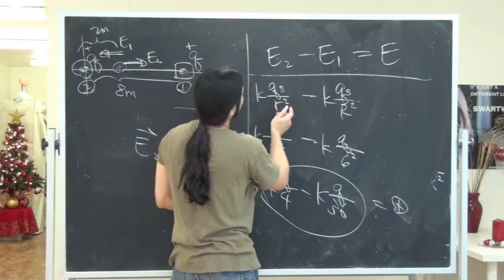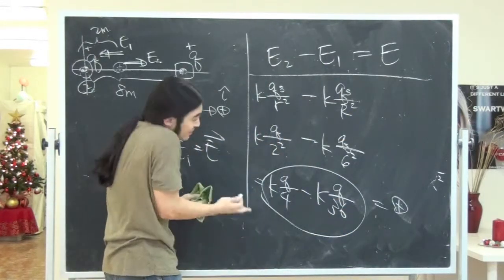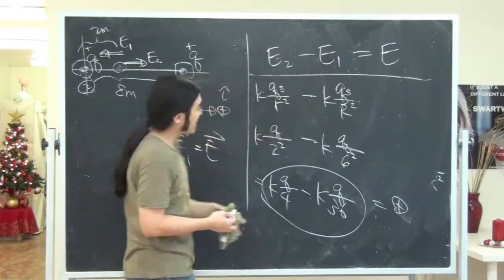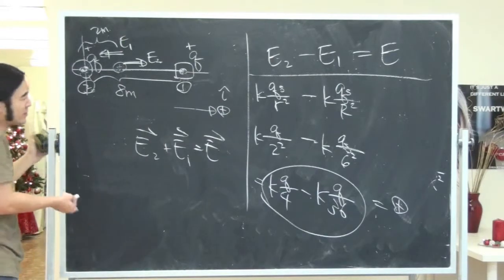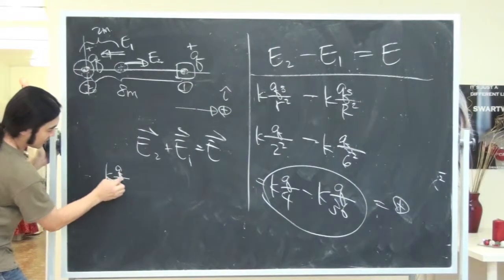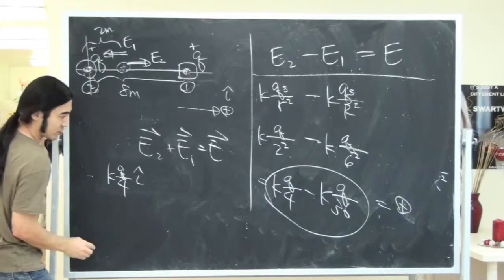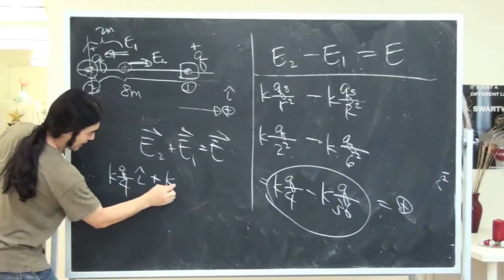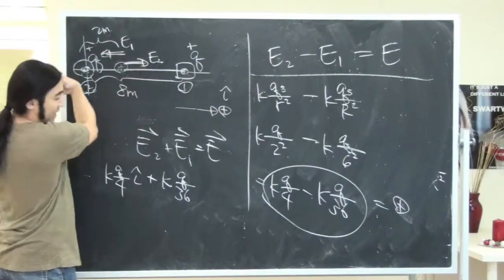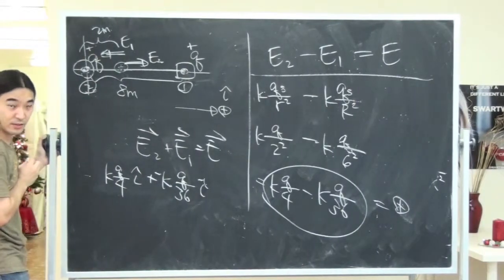What's an easy way to do this? Everything that we did encodes the magnitude. It even encodes the direction because of our sign conventions. I just wrote this for ease. If you did this in a formal vector equation way, which I don't think you have to, this guy would have been something like kQ over 4, and I believe the push was to the right, so this is in the i direction, plus this guy, which is kQ over 36. But remember, the push was to the left, so that would be in the negative i direction, which is the same thing.